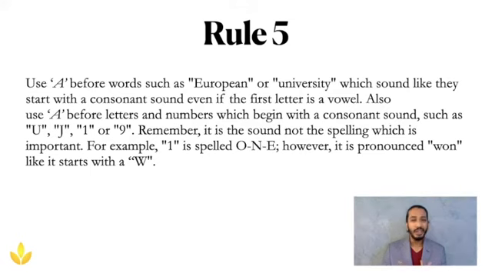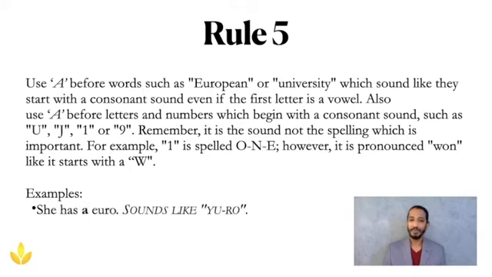Now, to make it understand better, let's see a couple of examples here. She has a euro. Sounds like yuro. So, in phonetics, even U does not come under U. It comes under Y and a U. So, remember this, guys. Always let that sound come in your head once. I know it sounds a little different, but often it helps. This is grammar. This is not math. This is not science. This is where you can create a difference by the way you understand.